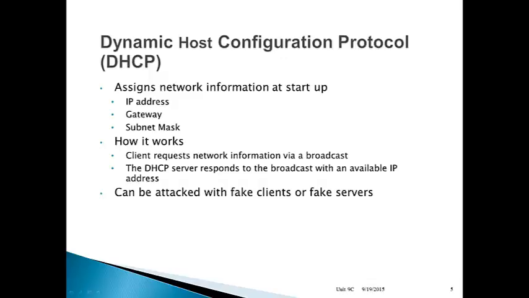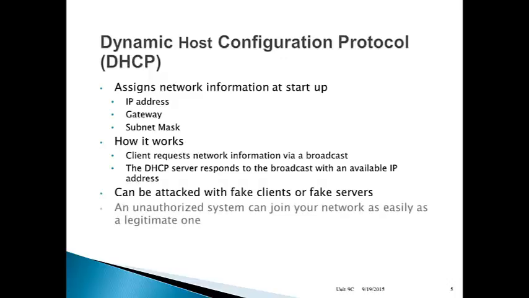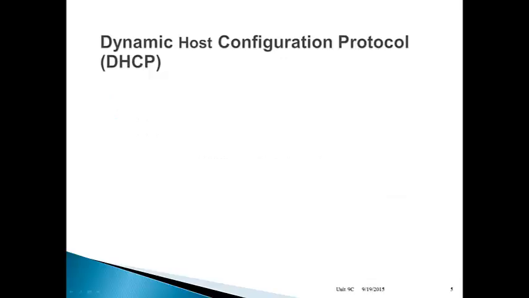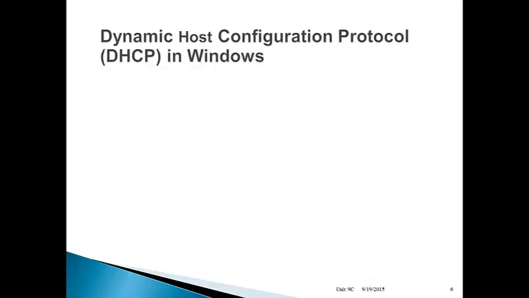Fake clients can request IP addresses and do other sorts of things. The other thing about DHCP is an unauthorized system can join your network as easily as a legitimate one unless you have controls against that. So it's kind of like anybody can plug into your network if they've got a live network jack. In general, they're on your network, whether they should be or not.